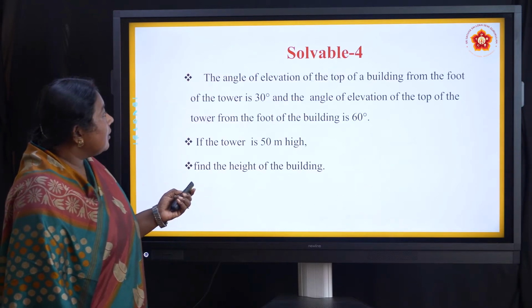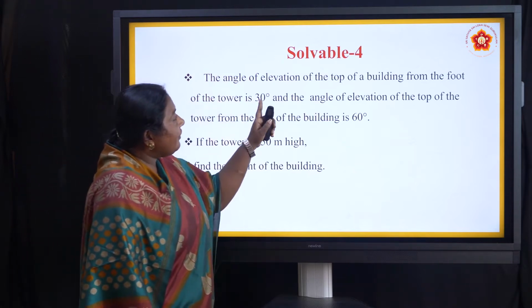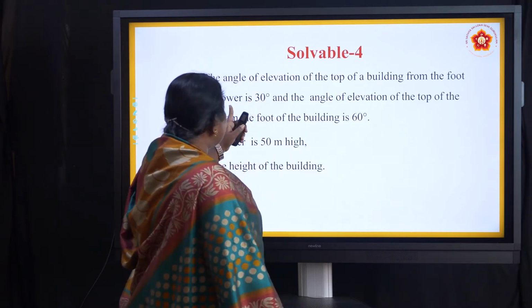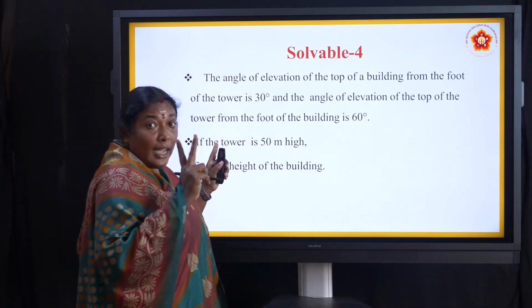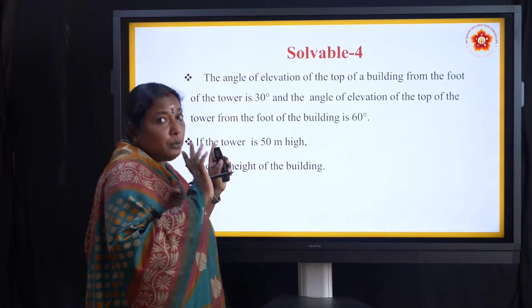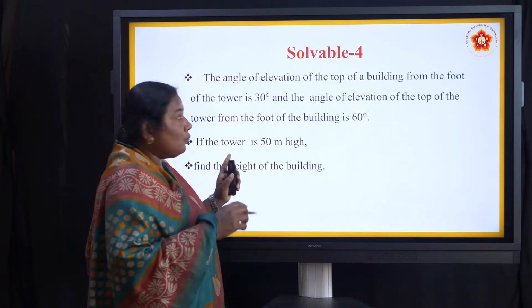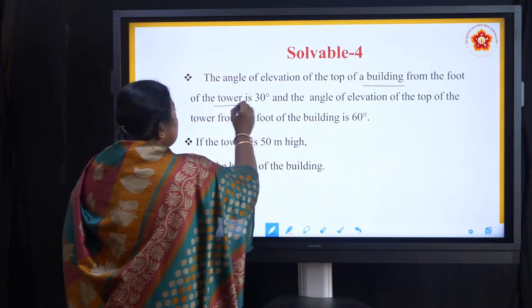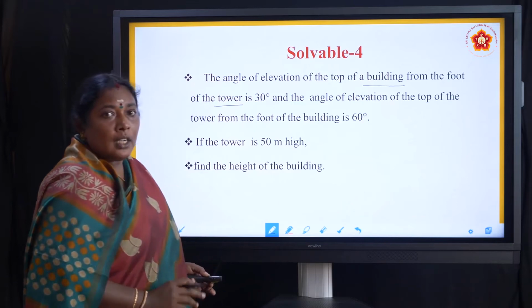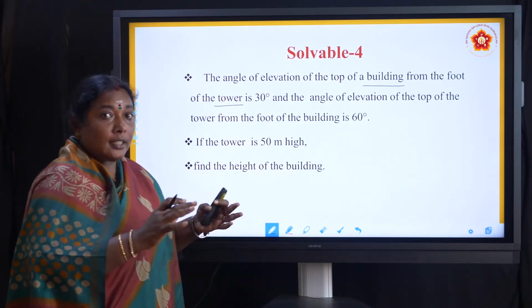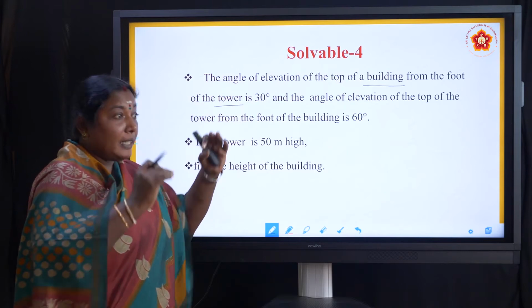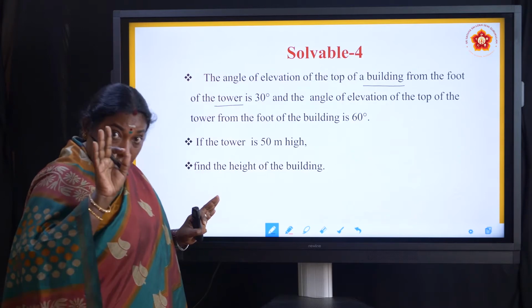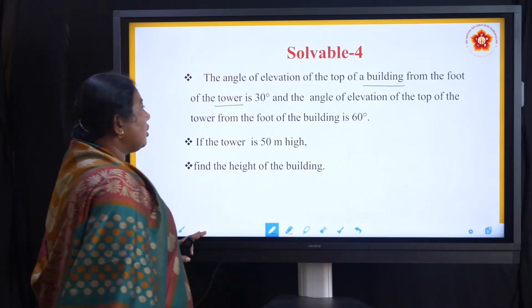So in this first sum, angle of elevation of the top of a building from the foot of the tower. So here two objects are there. Previously there was only one, so it was very easy for us to do. Now we have two things: one is a building, another one is a tower. Now we have a confusion. Are they both the same height? Or is the building bigger or the tower bigger? Those questions will come to us. It must come, then only you are concentrating on the problem.